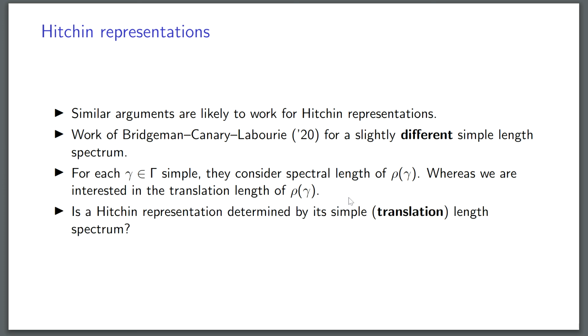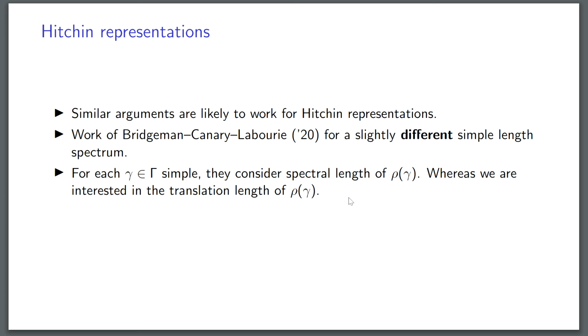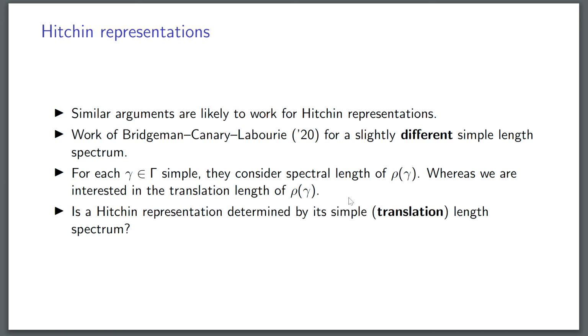So in order to close the circle of ideas that I discussed here, what we need to know is whether a Hitchin representation is determined by its simple translation length spectrum. And this is different from what was proven before, where it's proven that a Hitchin representation is determined by its simple spectral length spectrum. So this is something to consider in the future.